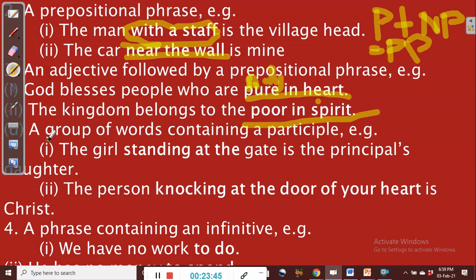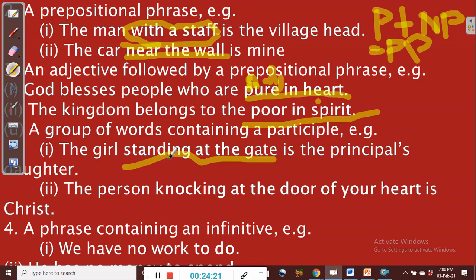Let's look at the next structure that can function as an adjectival phrase, and that is a group of words containing a participle. Now, let's look at an example. The girl standing at the gate. Standing at the gate is a group of words containing a participle. Standing is a present participle, and it is combined with other words to form an adjectival phrase here.